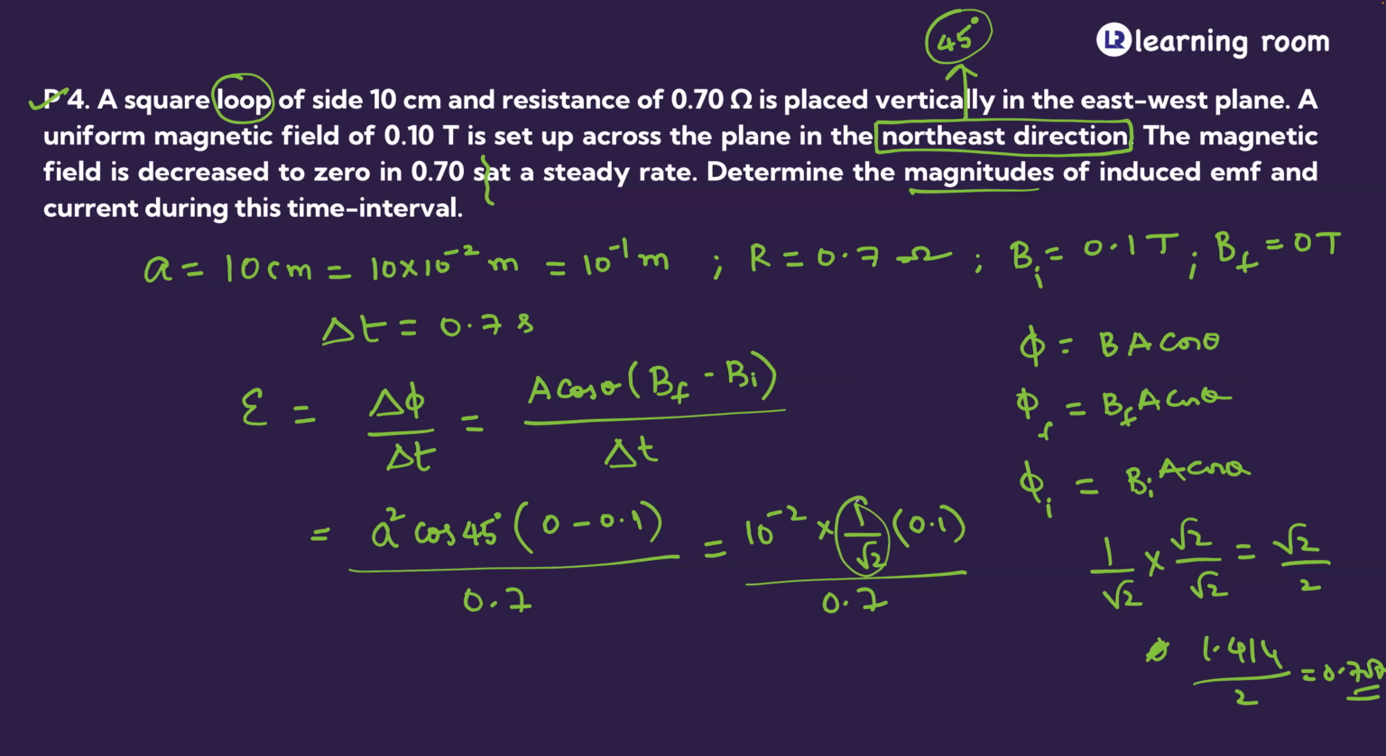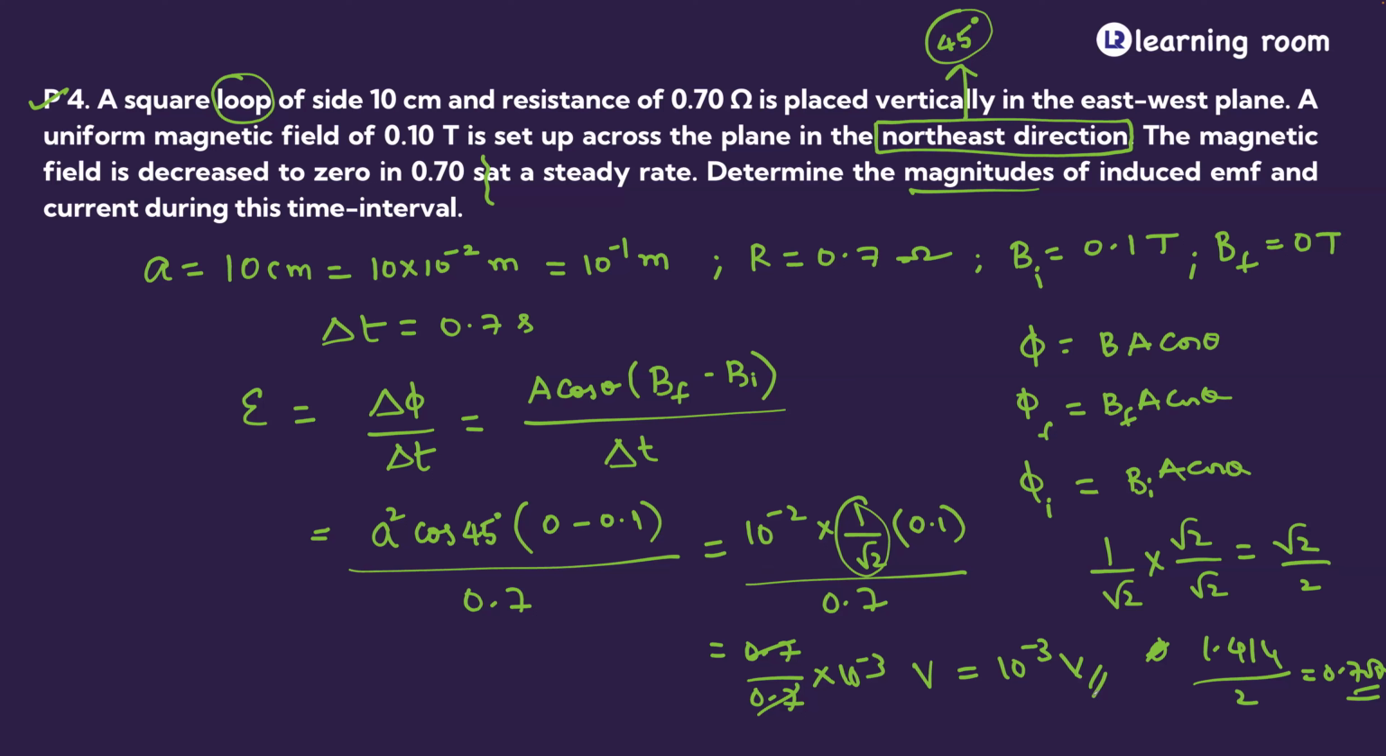So this one will be 0.7, I'm approximating to 0.7 itself, divided by 0.7 into 10 power minus 3. This and this will get cancelled. So the answer will be 10 power minus 3 volt or 1 millivolt. That is going to be the amount of EMF induced.